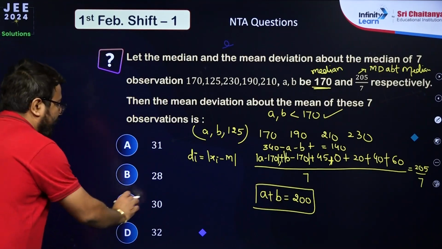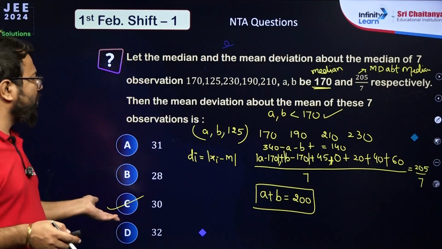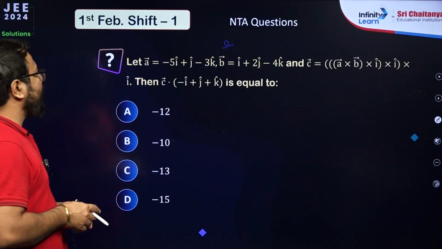And answer 30 is given to us in the C option. That is why C option will be the final answer. I hope you understood this problem. It was quite easy. So moving ahead to the next one.